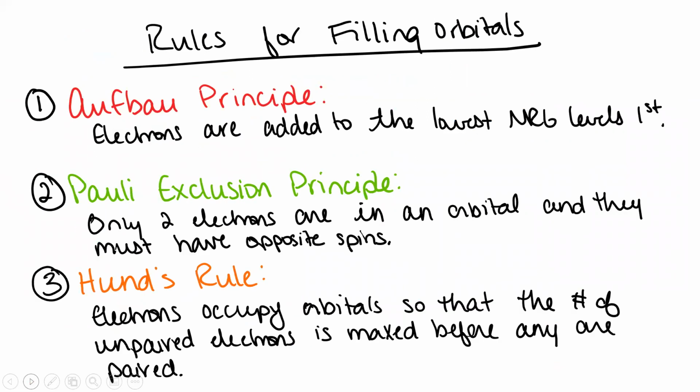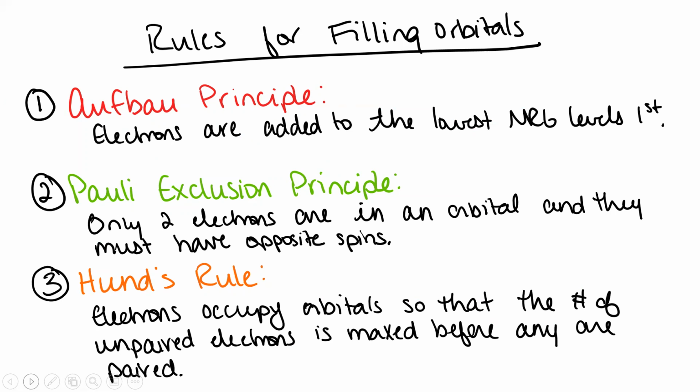Now, because there weren't enough rules before, like the Aufbau mnemonic and all of that, there are rules for filling the orbitals. I've mentioned a couple of them. So first off is the Aufbau principle. Electrons are added to the lowest energy levels first. We've talked about this. This is why we go 1s, 2s, 2p, 3s, 3p, 4s, and so on and so forth. We add to the lowest energy levels first. We fill that entire energy level, and then we move up to the next one. It's the basic rule for this.